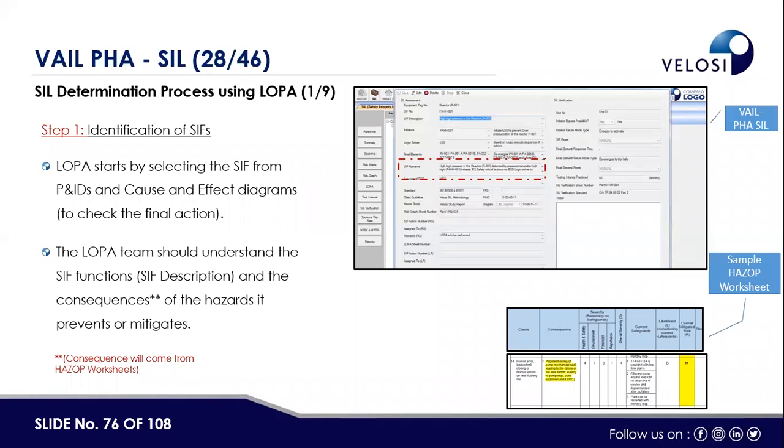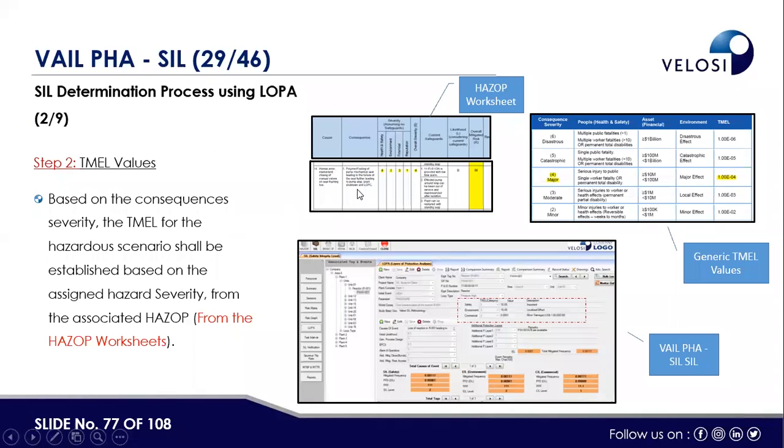Now we are discussing LOPA analysis to determine the target SIL of a SIF. So for that we need some SIF. So step one is identification of a SIF. LOPA starts by selecting the SIF from P&IDs and cause and effect charts. The LOPA team should understand the SIF description and the consequence of the hazard it prevents or mitigates. Then based on that consequence, there are certain severities in the HAZOP.